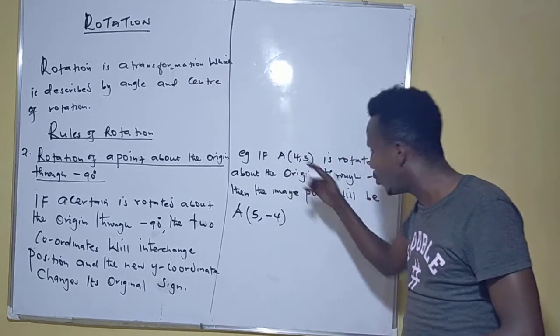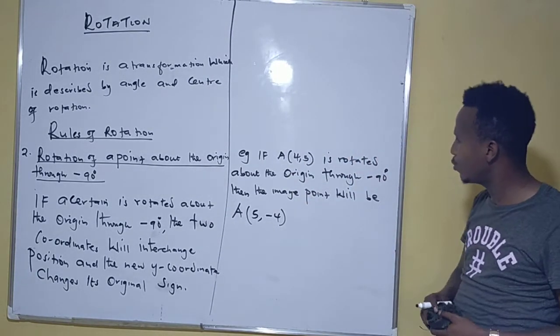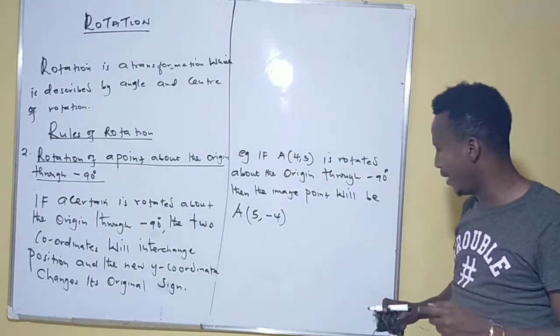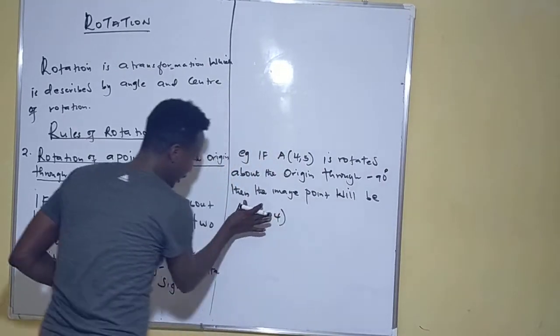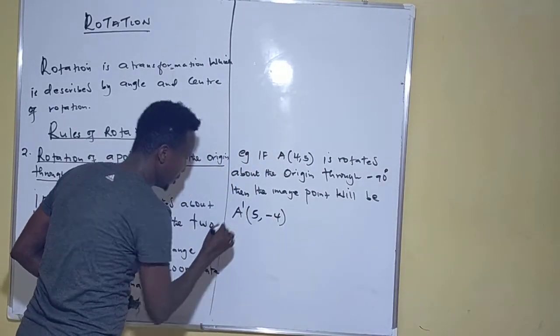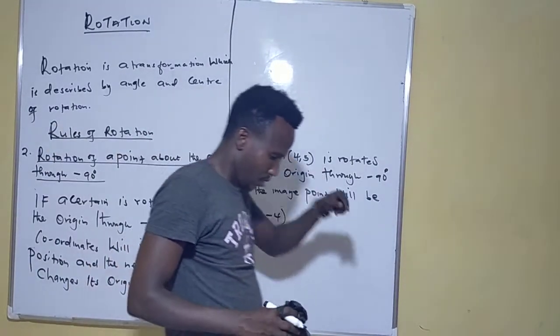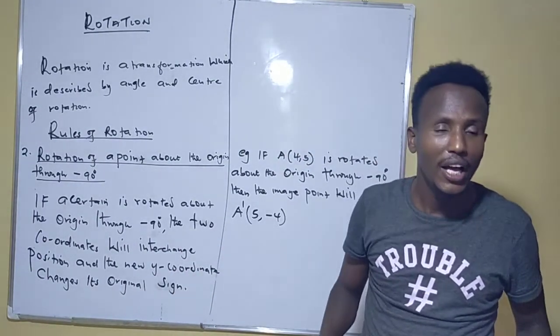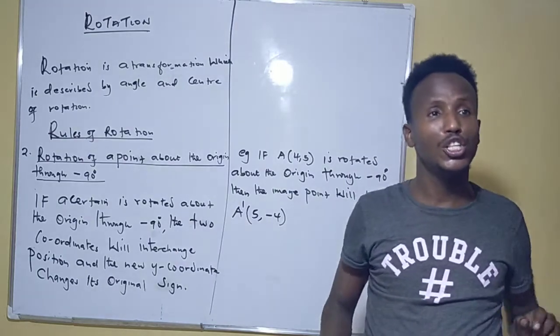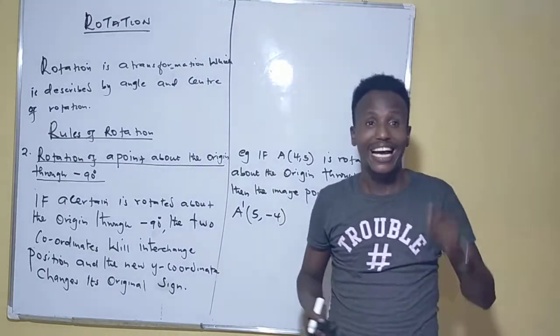You're seeing that if point A, which is (4, 5), is rotated about the origin through negative 90 degrees, then the image point will be A prime. Don't forget that this is A prime. I apologize. A prime is (5, -4), because we say that the two coordinates will interchange position and the new y coordinate changes its original sign. That's rule number 2.